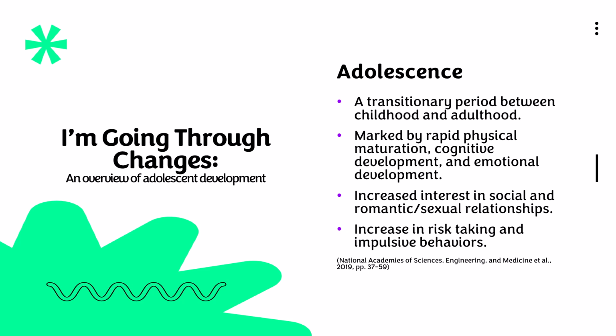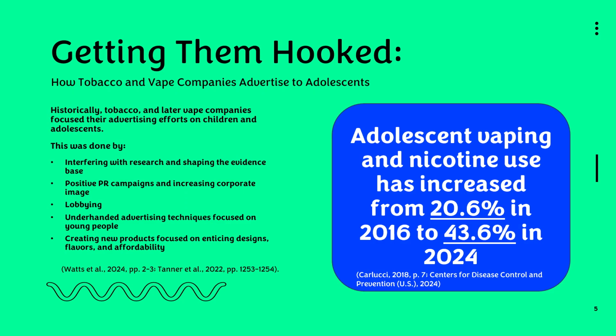Okay, so now we know a little bit about what an e-cigarette or a vape is. Now let's talk about adolescence. Adolescence is a transitionary period between childhood and adulthood. It is marked by rapid physical maturation, cognitive development, and emotional development. There's an increased interest in social and romantic or sexual relationships, and an increase in risk taking and impulsive behaviors. Remember that last one. That's going to come up a lot in these slides.